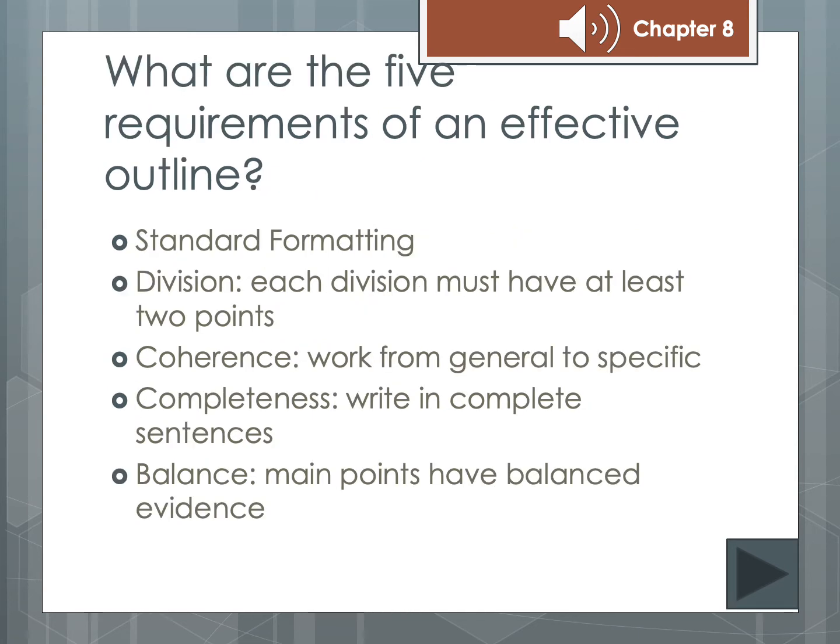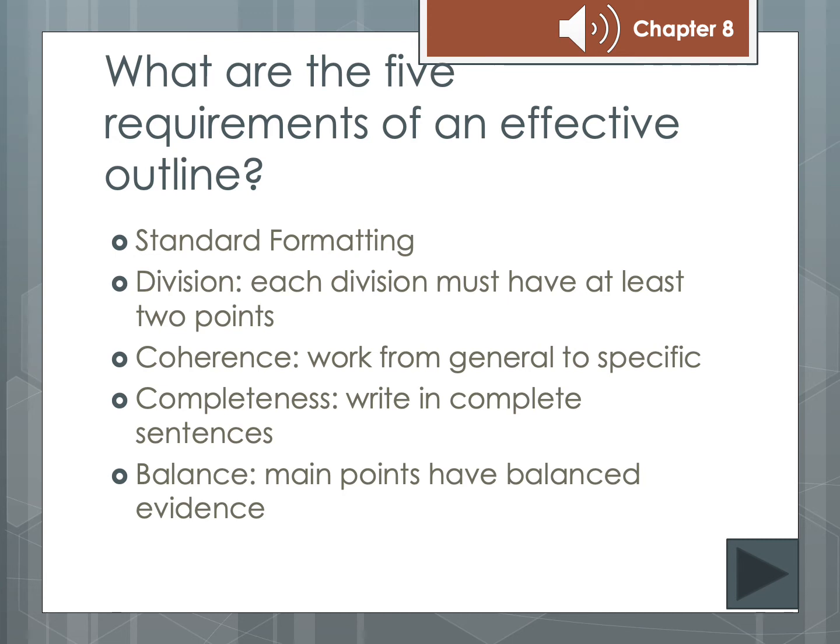We will use what is called standard outline format, which I'll show you on the next slide. Standard outline format uses division, coherence, completeness, and balance to promote understanding and limit confusion for the speaker and for the audience. The law of division states that you cannot break something into fewer than 2 points. Therefore, if you have an A, you have to have a B. If you have a 1, you have to have a 2, etc. Coherence means working from general to specific. This avoids the non sequitur, it does not follow, fallacy, to be sure that each point follows the next.